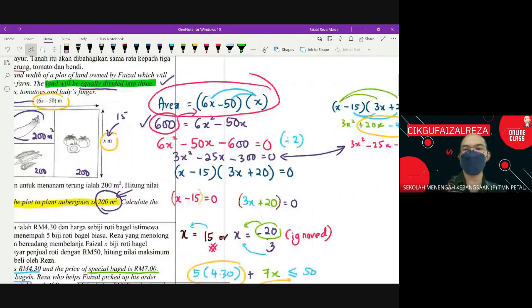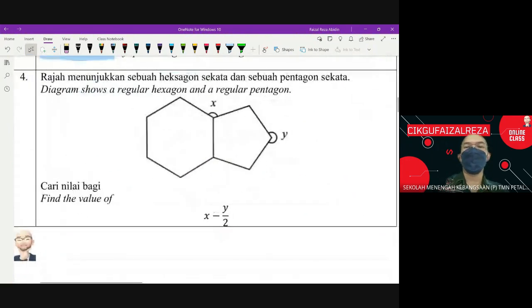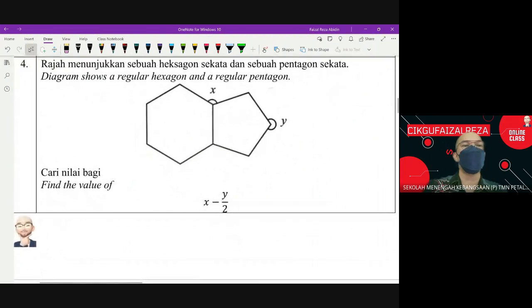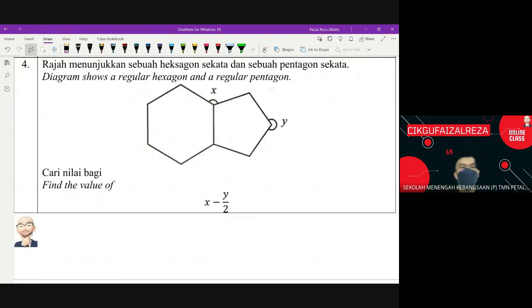Oops. What happened? Okay. We go for question number 4. The diagram shows a regular hexagon. What does it mean by regular hexagon? In Malay, sekata means that every side is going to be the same length. And a regular pentagon. Find the value of x minus y over 2.